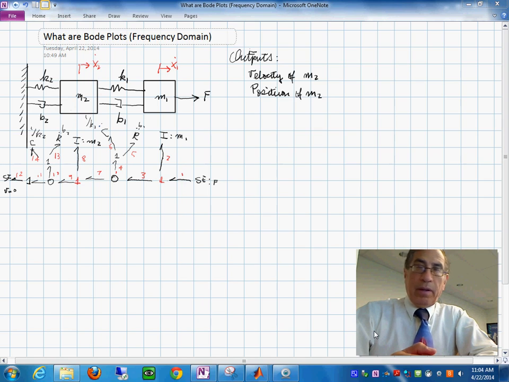As the outputs, we have the velocity of m sub 2 and the position of m sub 2. So in order to explain this, first we need to study the concept of what a transfer function is, the concept of what frequency response is, and with those two concepts we will study what the Bode plots are. Bode plots are just a graphical representation of what we call frequency response. So let's go and develop this.